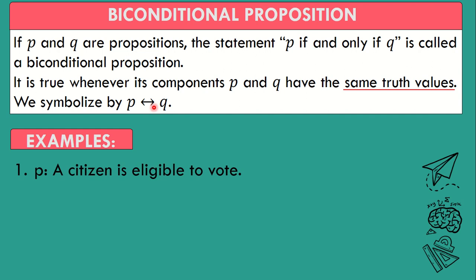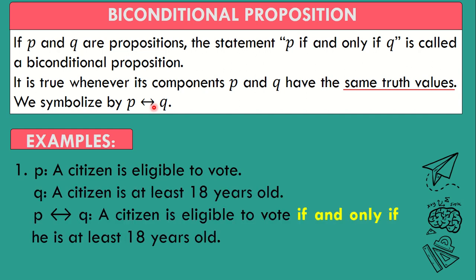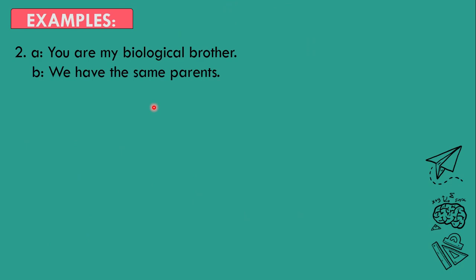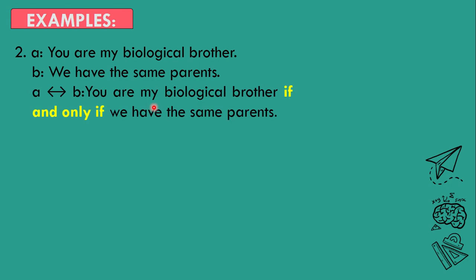For instance, a citizen is eligible to vote. A citizen is at least 18 years old. So we have here, a citizen is eligible to vote if and only if he is at least 18 years old. Another example. You are my biological brother. We have the same parents. So if we're going to have its conditional proposition, you are my biological brother if and only if we have the same parents. We use the term if and only if. So take note of that.